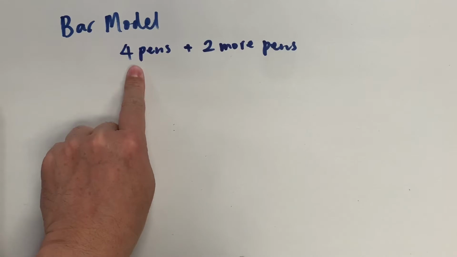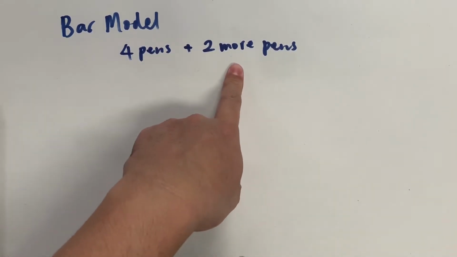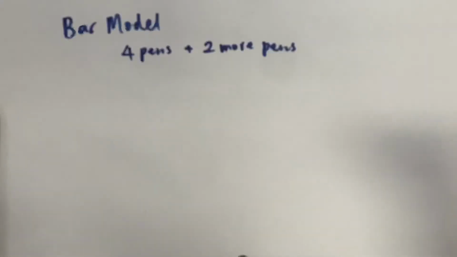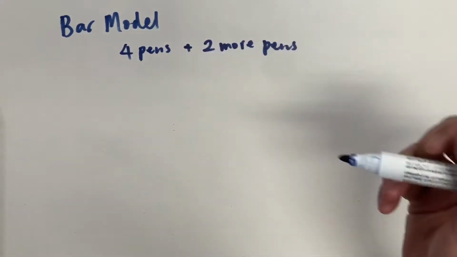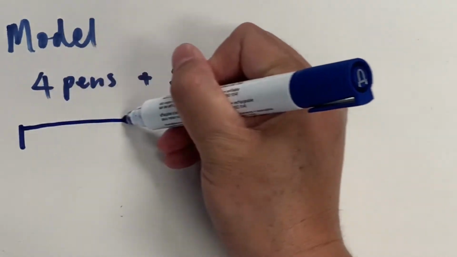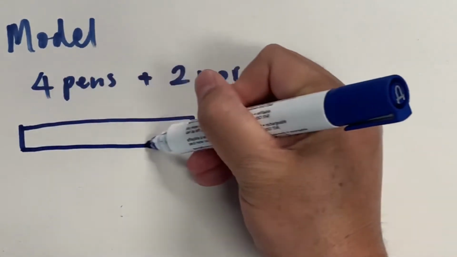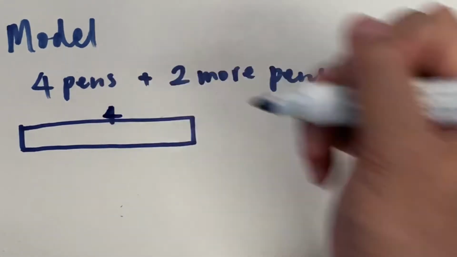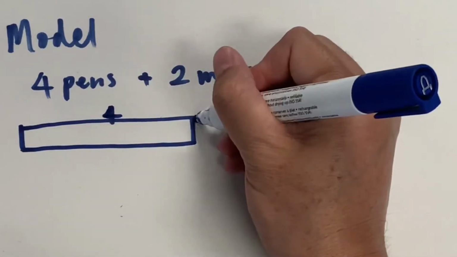So I had 4 pens, and then maybe my friend gave me 2 pens. So how many pens are there altogether? I know it's simple. So the bar model is going to have, this is the pens I had first. I had 4 pens, right? Then I had 2 more pens.